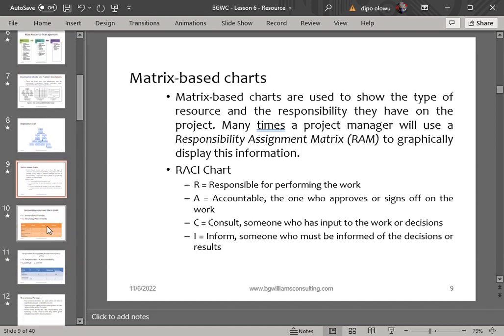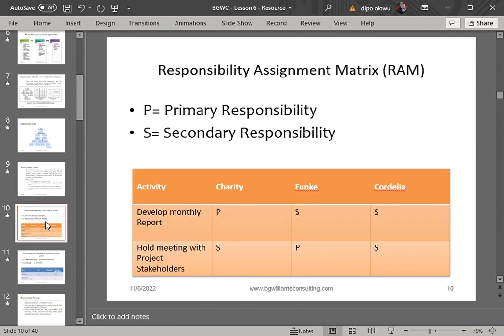So quickly, you can see the responsibility assignment matrix on the screen. You are welcome, Kennedy. You can see the responsibility assignment matrix on the screen for assigning roles and responsibility. So this is a sample of the responsibility assignment matrix.